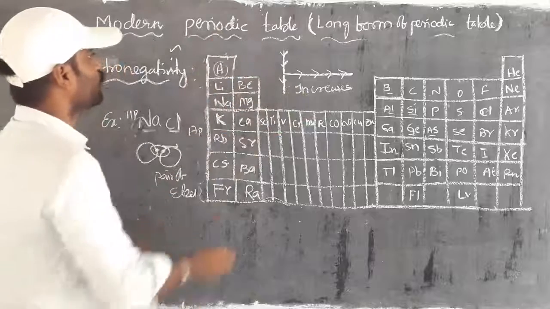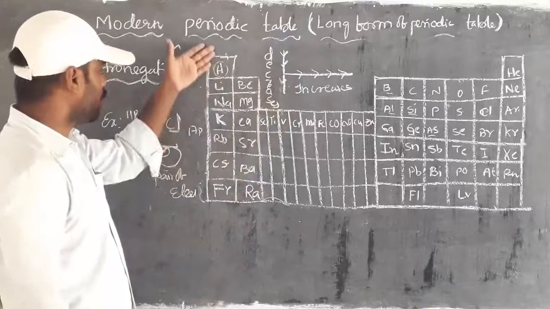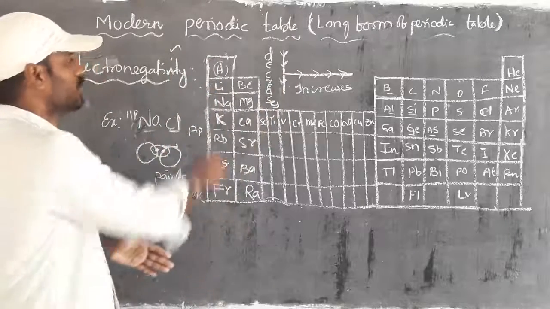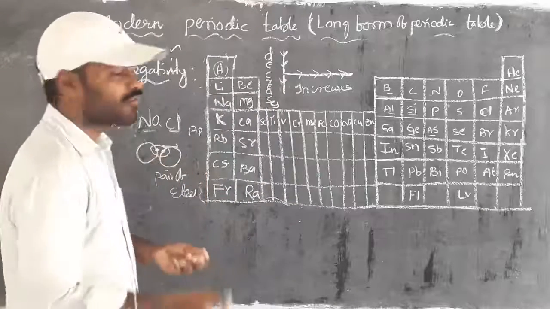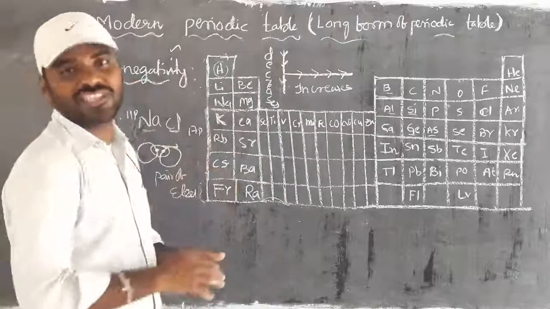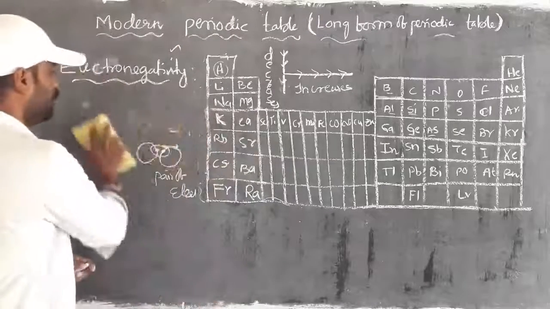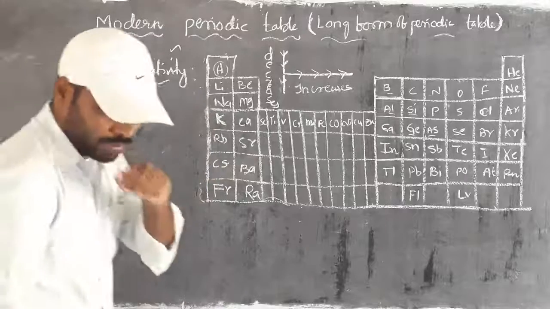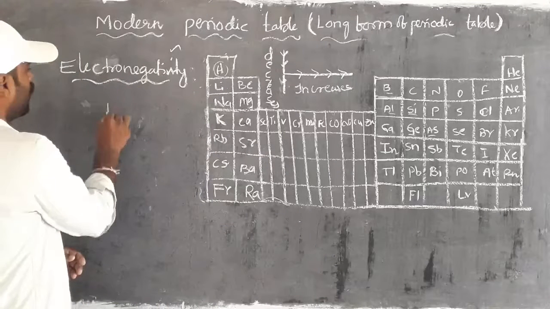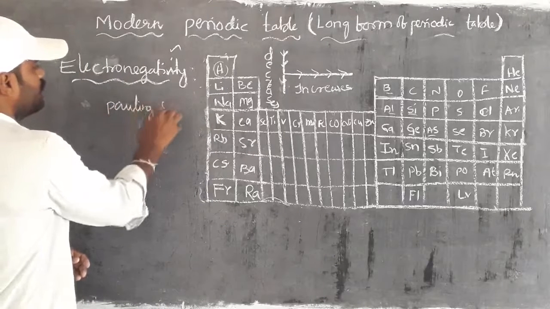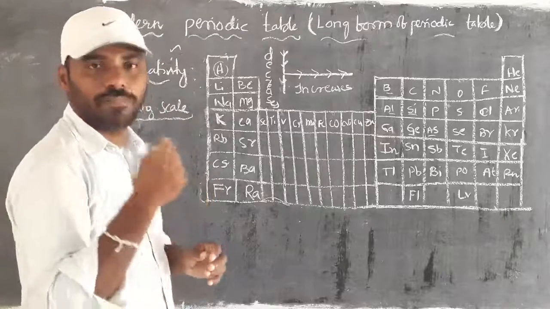Coming to groups, the electronegativity decreases from top to bottom because the atomic size increases. So the attraction power decreases, and decreasing attraction power simply means decreasing electronegativity. Then one more piece of information: the electronegativity value is measured on the Pauling scale, which is very important.